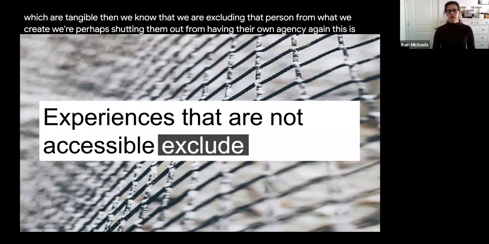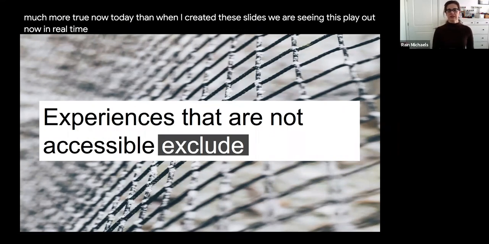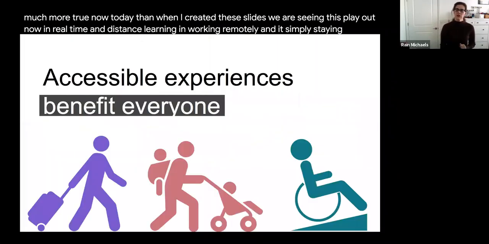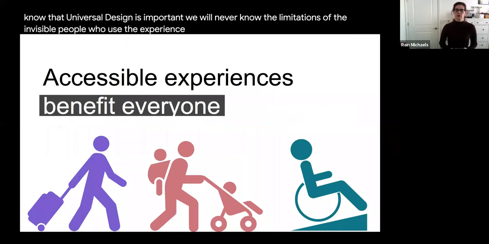Again, this is so much more true now than when I created these slides. We're seeing this play out now in real time, in distance learning, in working remotely, and in simply staying connected through this period of strange isolation. We also know that universal design is important. We will never know the limitations of the invisible people who use the experiences that we build.